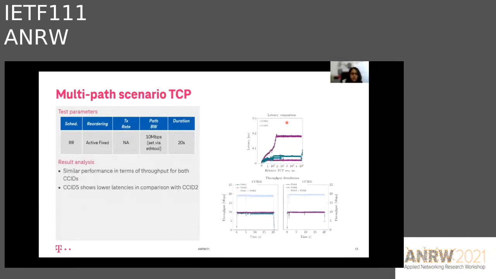In this multipath scenario, we also decided to test TCP traffic, taking into account that this framework should also be capable of transporting TCP traffic, and these two protocols have some similar behaviors. So for this test, we didn't set a fixed transmitting rate. We let TCP send as much as possible, but we limited the path bandwidth to 10 megabits per second. As we can see here, the response in terms of throughput is more or less similar for both CCID2 and CCID5, but CCID5 shows better results in terms of latency.